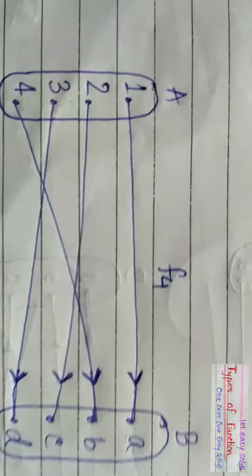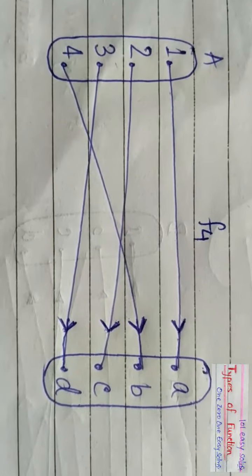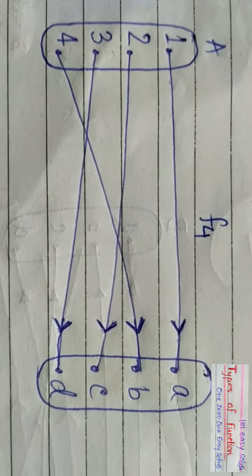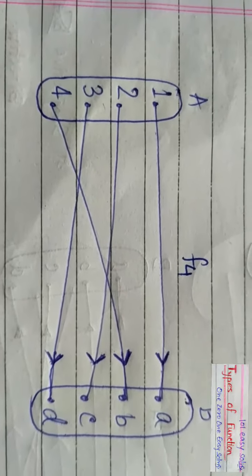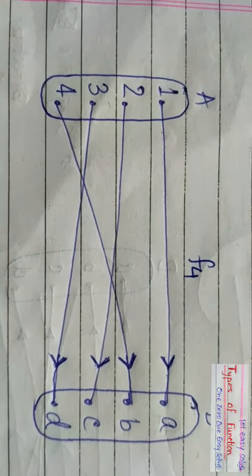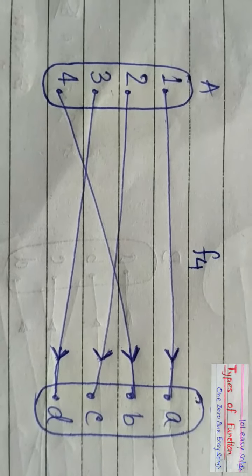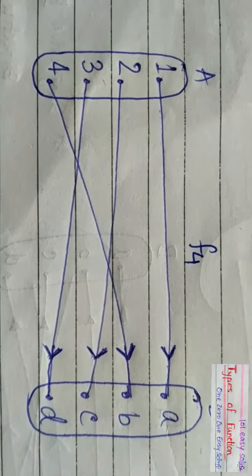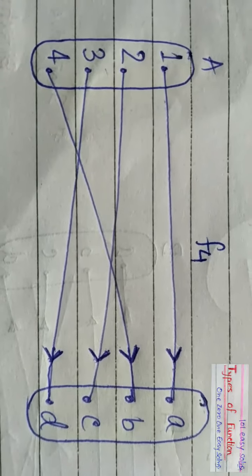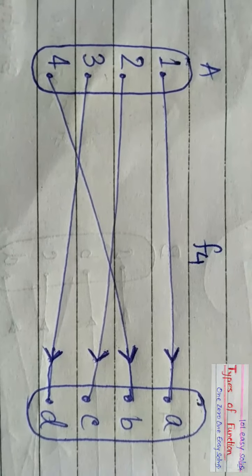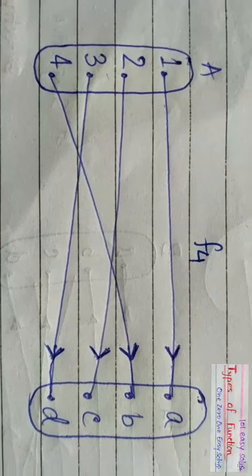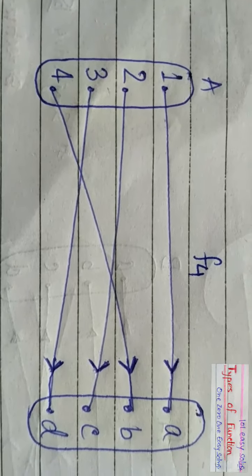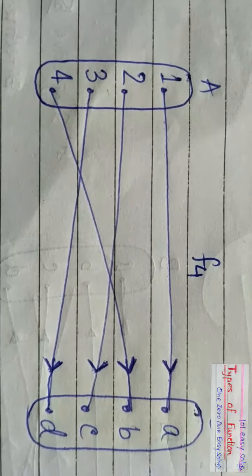Okay, so what about function 4? It is also one to one function because it is injective. One element of A has only one image in B, so it is one to one, it is injective. Now you see in set B all the elements have been covered, so all elements of B are the image of some element of A. So it is surjective also. So by this way we can say the function f4 is injective also and surjective also. So function f4 is bijective only.